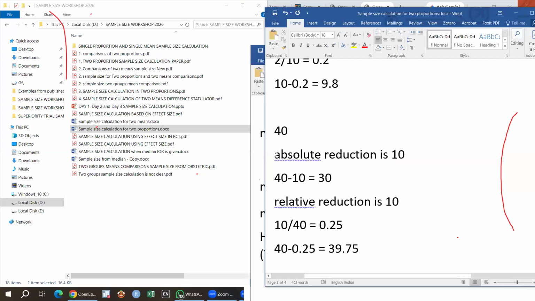So for absolute reduction you can directly get 40 minus 10. But if you are getting a relative reduction of 10, then you have to do it differently. So suppose it is a relative reduction of 50, what do you mean by that?